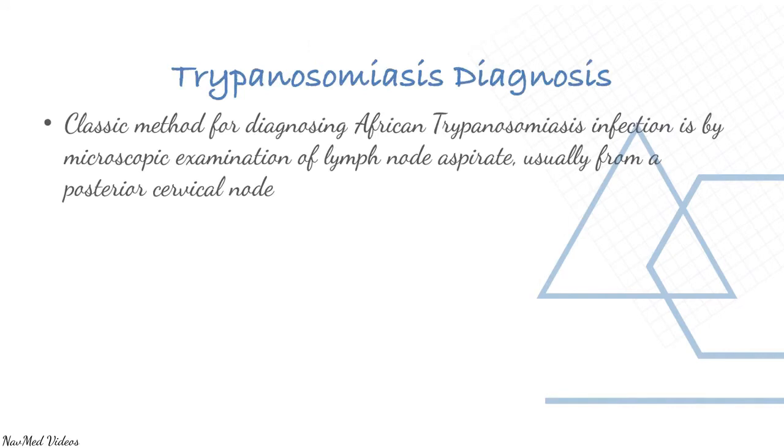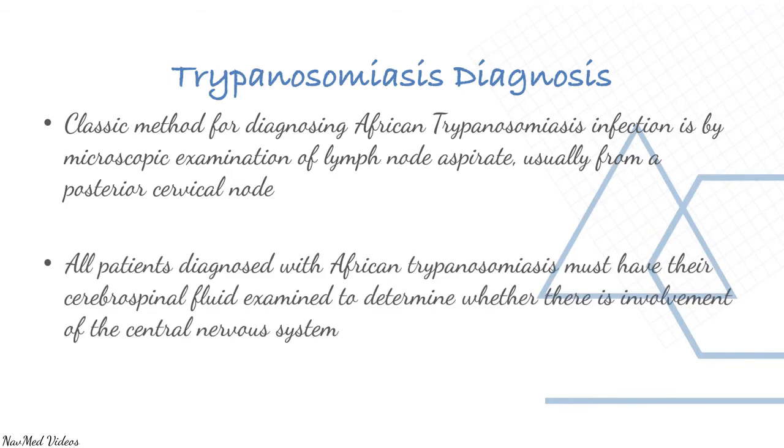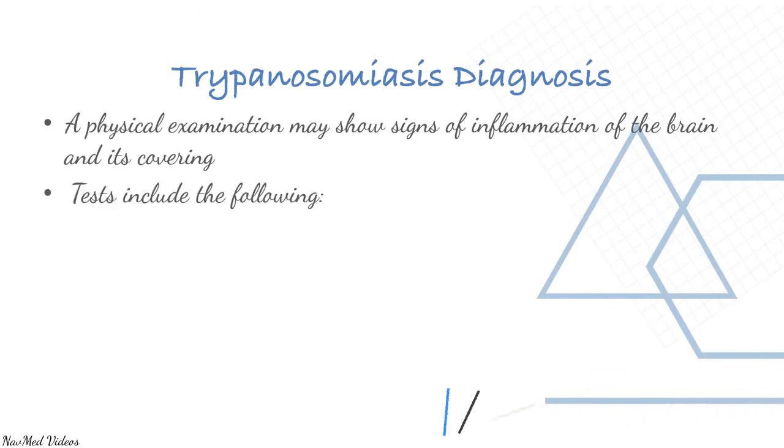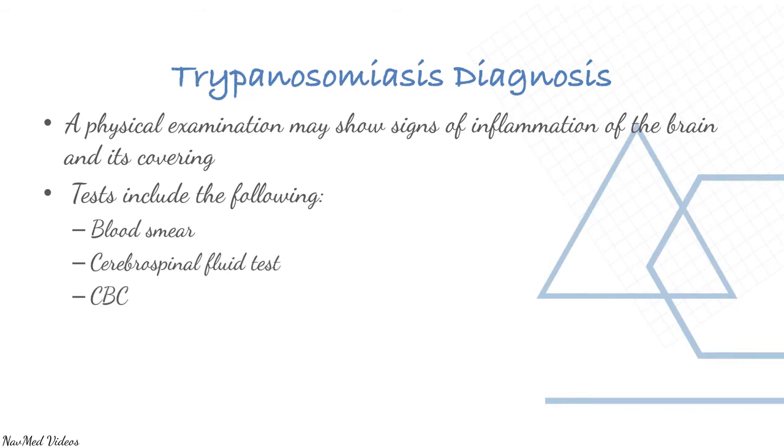Diagnosis: the classic method for diagnosing African trypanosomiasis infection is a microscopic examination of the lymph node aspirate, usually from a posterior cervical node. All patients diagnosed with African trypanosomiasis must have their CSF examined to determine whether there is involvement of the central nervous system. A physical examination may show signs of inflammation in the brain and its covering. Tests include blood smear, CSF test, CBC, and lymph node aspiration.